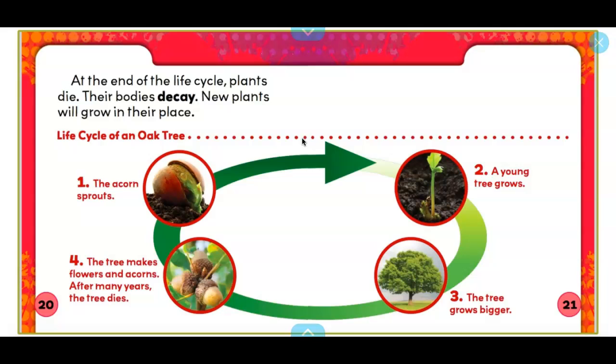At the end of the life cycle, plants die, their bodies decay. New plants will grow in their place. So see, we have an acorn. The acorn sprouts, and then we start to get a young tree to grow, and it just gets bigger. And then the tree makes flowers and acorns, and after many years, the tree dies, and it continues. The process continues.